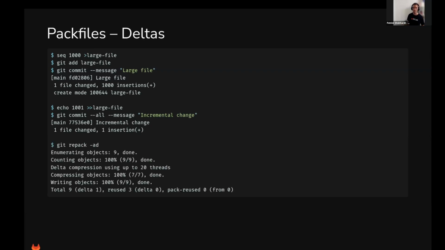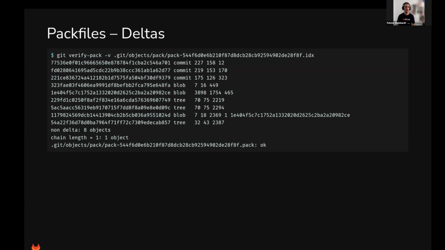So let's do another repack. As you can see now in the last line, Git mentioned that it has written 9 objects into the resulting pack file, one of which is represented as a delta. So let's have another peek at the generated pack file. At the bottom, we can now see that we have 8 different objects that are stored as non-delta objects. But in addition to that, we can also see that we now have something called a chain length, where we have a single object with a length of 1.